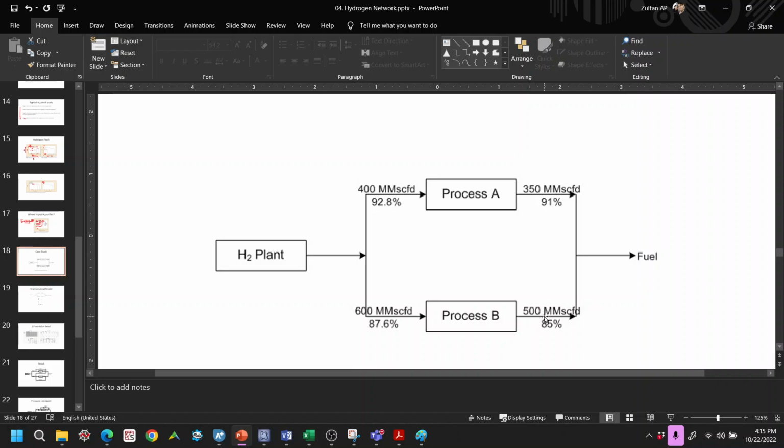The same goes with this stream. It can be reused to A or recycled to B, and then goes to fuel. There are three. While the hydrogen plant, we have to send it only to process A and process B, right? So we cannot send it to the fuel. So this whole set of possible combinations is what we call a superstructure.